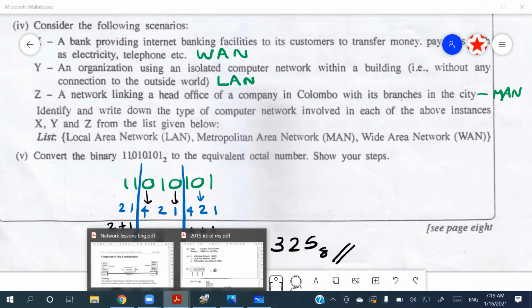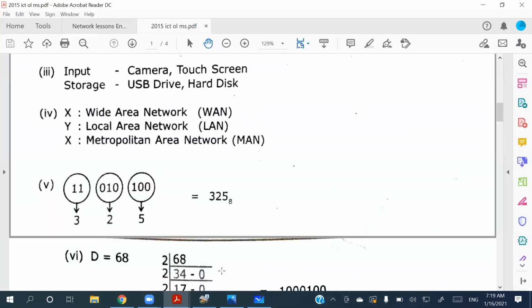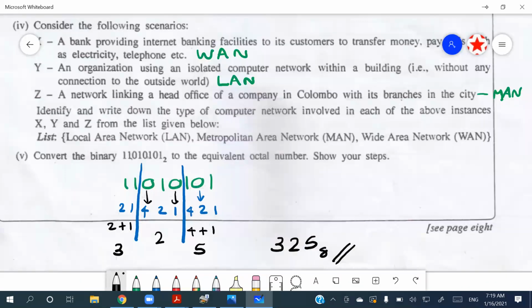And marking scheme says the same thing. And remember, when you are doing it, you must have the base value, which is 8. Otherwise, you are not going to take marks. So 2 marks for that.